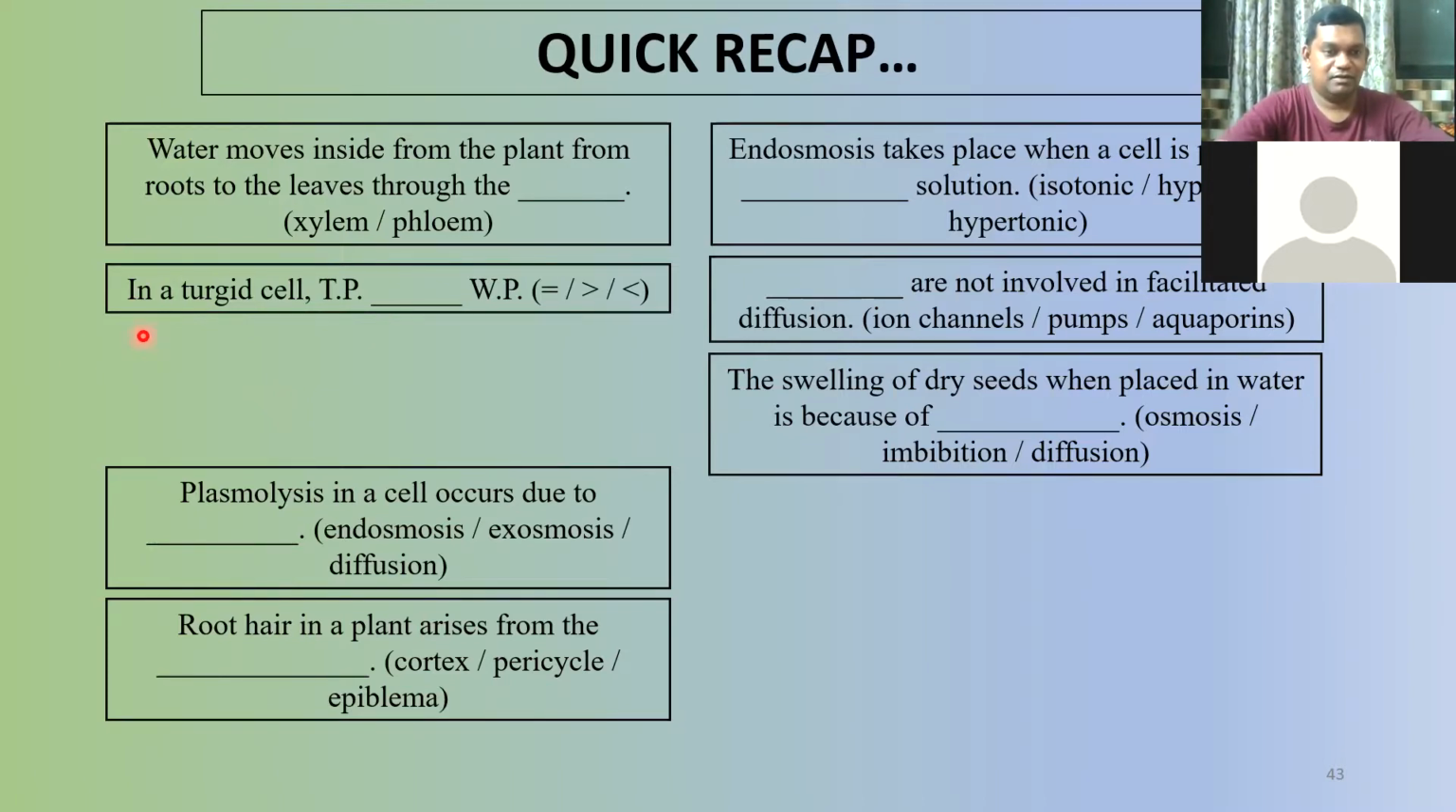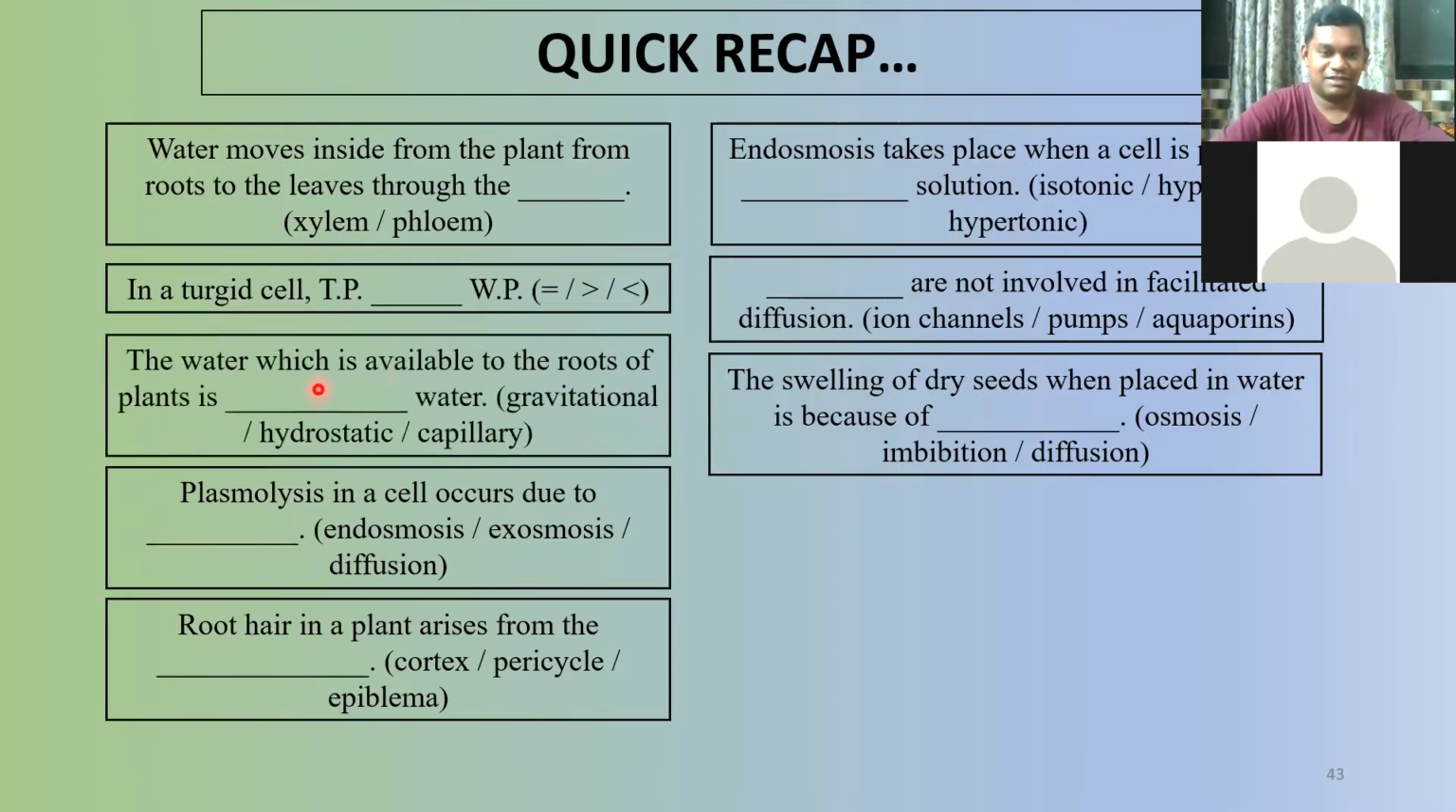Listen to the question. In a turgid cell, TP minus WP. Options are equal to, greater than, less than. Hello, are you there? In a turgid cell, TP minus WP. What is the option? Equal to, so simple. Very good.